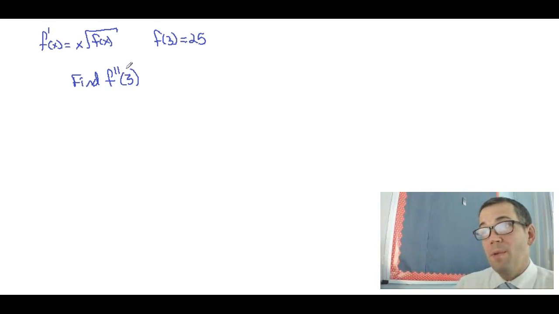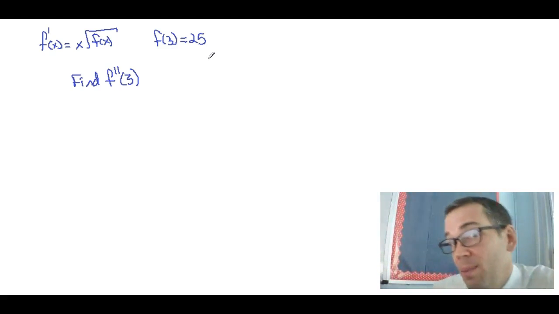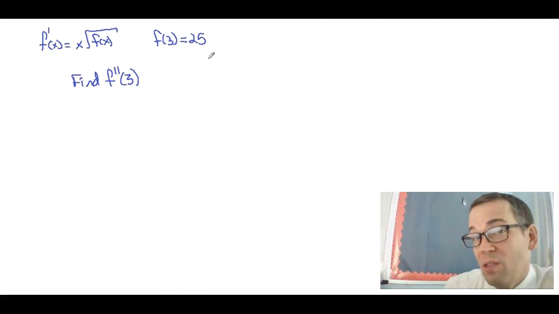We're going to find f double prime of 3 given that f prime of x equals this crazy function and knowing that f of 3 is 25. Anytime we're doing an AP prompt, just know that you're going to have information at the beginning that you're not sure how you're going to use, but you use it eventually.